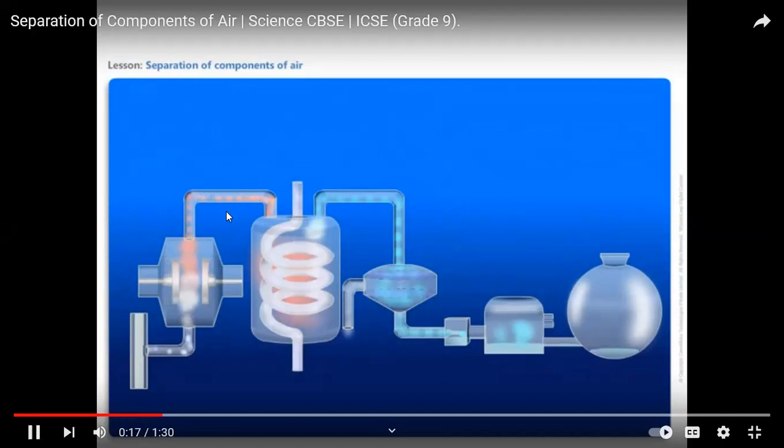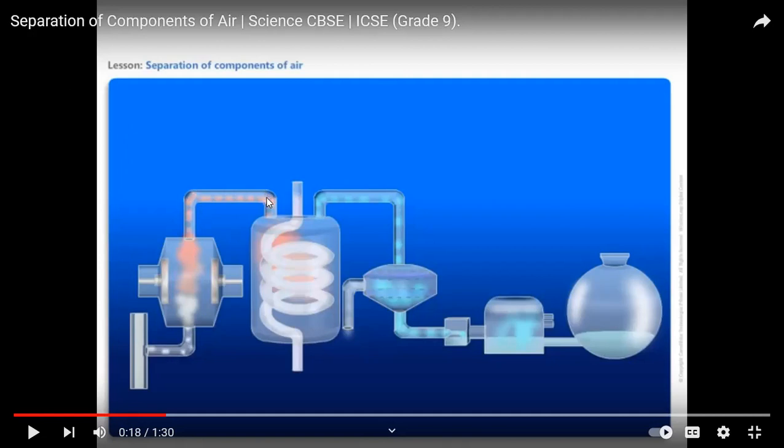What color? Red color. Normally air is colorless. That is why they are representing it with white color. But if the same air is compressed, it will turn hot because the temperature increases. That is why it turns hot.